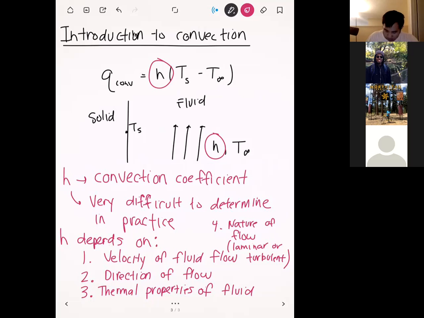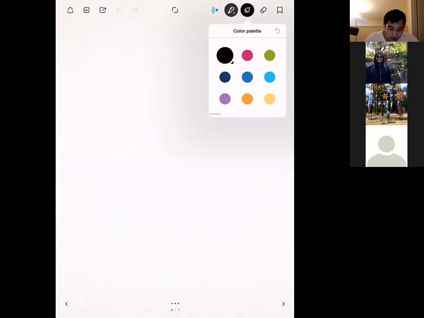All right, so let's dive right into it. The first thing that we'll talk about from fluid mechanics is this concept of the boundary layer.